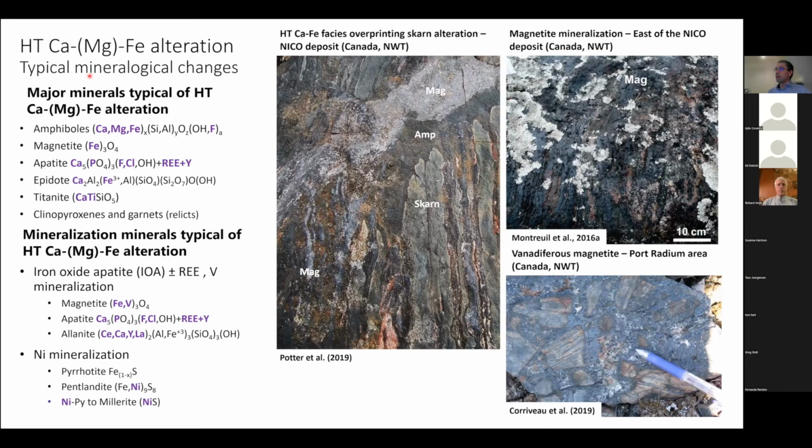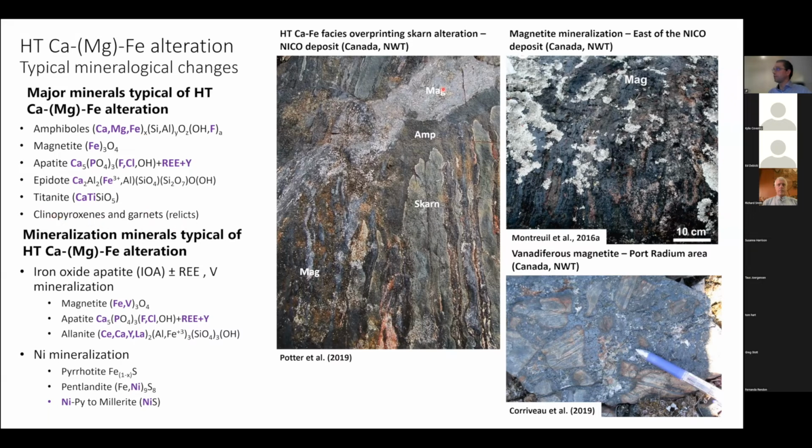Looking at the mineralogical changes first. What is the typical mineralogy of this alteration facies? Amphibole will be a very important component, variably associated with magnetite and apatite. In certain instances, epidote can replace amphibole as a primary calcic phase in this alteration facies. Titanite will also be important in certain zones. And if this alteration facies is overprinting earlier skarn assemblages, there can be relics of clinopyroxene and garnets.